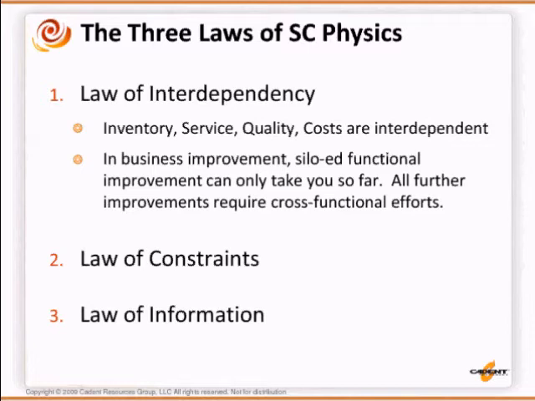In business improvement, there's also an interdependency. You can make your functional improvements in your own little silos to a certain point. That's certainly true in a supply chain. You can make it as efficient as possible and keep working on that efficiency. But there's a point of diminishing returns where, to make the next gains, you've got to work across functions. So at a certain point, functions are codependent to take organizational improvement to the next level.